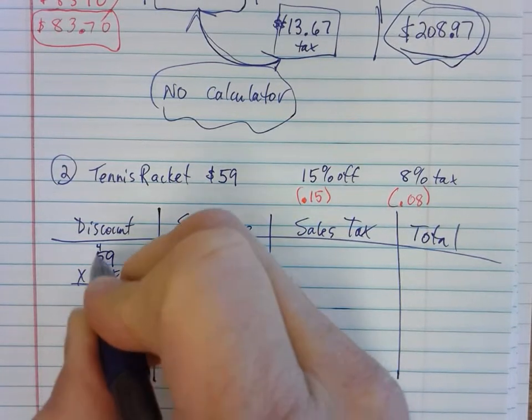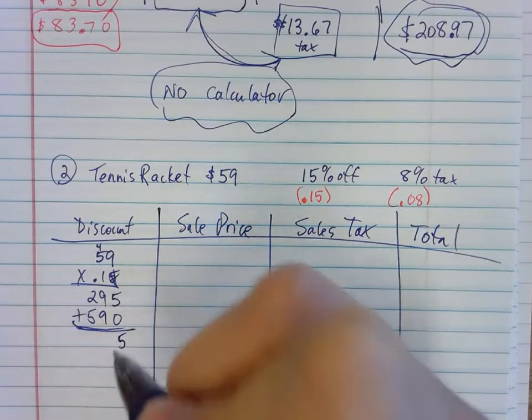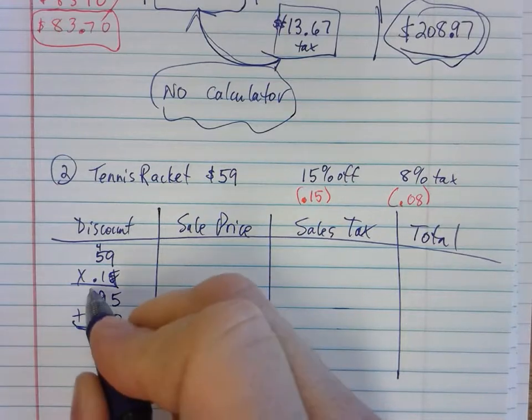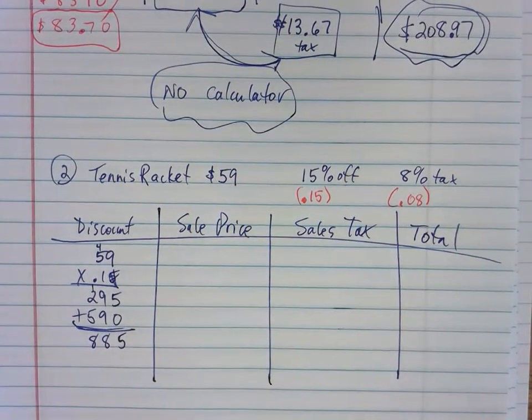1 times 9 is 9. 1 times 5 is 5. Add all that up. 5 plus 0 is 5. 9 plus 9 is 18. Carry the 1. 5, 2, 7 plus 1 is 8. That's 885. How many places do I need to move the decimal over?